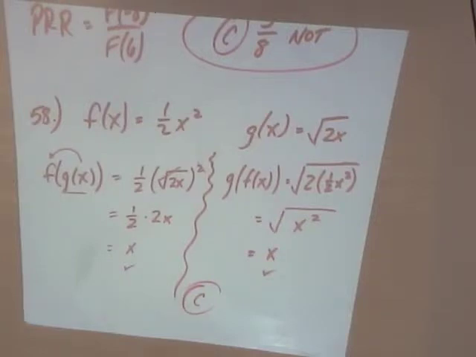Oh, I thought you have to do each one. Yeah. Is there another way that we can do this? We could have found the inverse of f, and then we could have found the inverse of g, and that would have worked also.